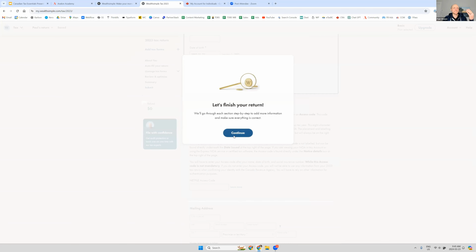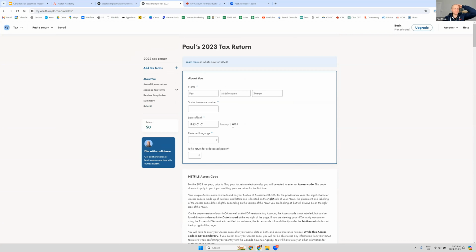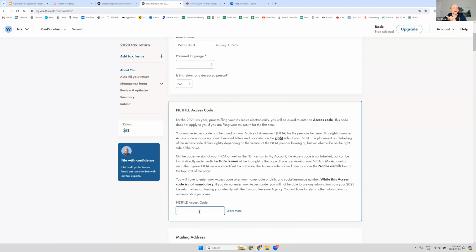And from here, it's all just data entry. So I'm not going to make you watch me type a bunch of stuff. Enter your social insurance number, choose a language. I'm going to make sure that it says no, this is not for a deceased person. And then it's going to ask you for, I always say Netflix. It's not going to ask you for your Netflix. It's going to ask you for your NETFILE access code.